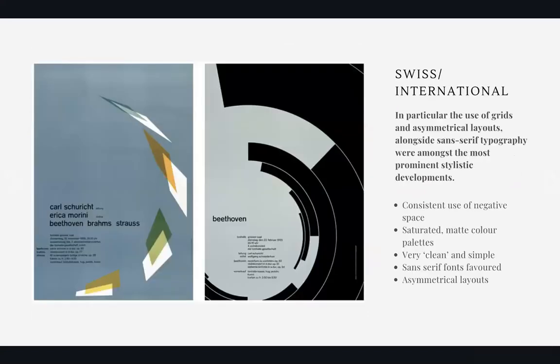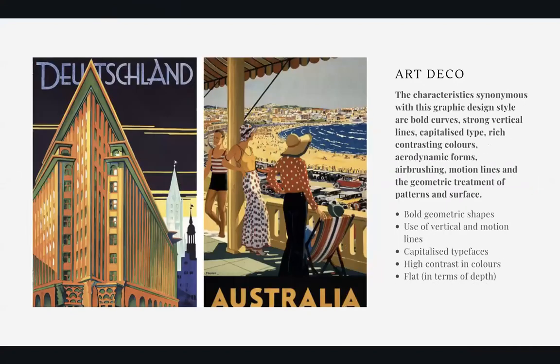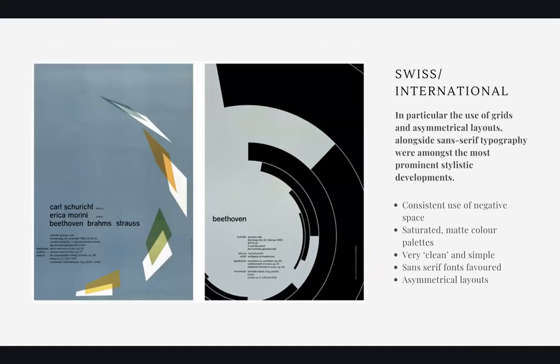Swiss or international style. Now, in particular, the use of grids and asymmetrical layouts alongside sans serif typography were the most prominent stylistic developments in this Swiss movement. So you can see the very simple geometric shapes, consistent use of negative space. Negative space is all this space here, all these backgrounds, basically. Negative space is like your background, right? Saturated matte color palettes. You can see the colors. The contrast is not as sharp as what we have here or here. Okay, they look more pale, more dull, more calm.